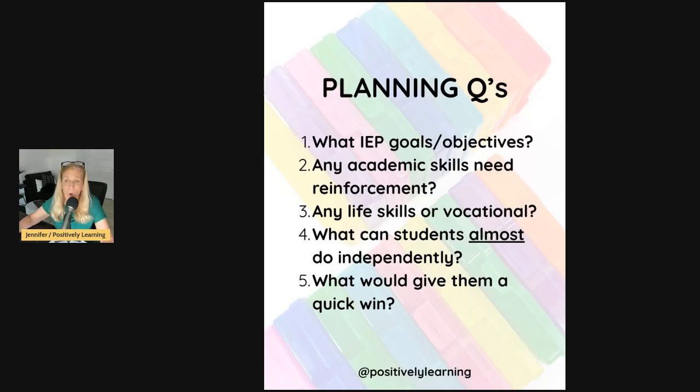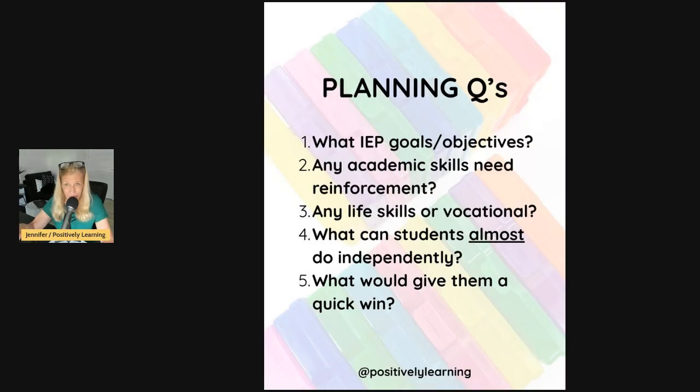Question 3, what life or functional skills matter most right now? This is the one that often gets skipped, especially at the elementary level. But for a lot of students, the most meaningful independent work isn't going to be a worksheet. It's going to be a functional task. Sorting, matching, simple vocational activities, tasks that build towards real independence.